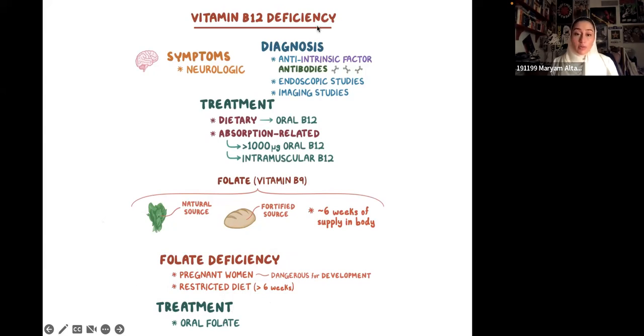Also, another cause of vitamin B12 deficiency is very strict vegan diets. So keep that in mind because you get it from meat. So if you don't eat the meat, you won't get the B12.